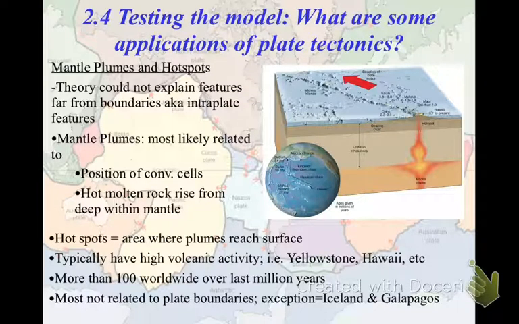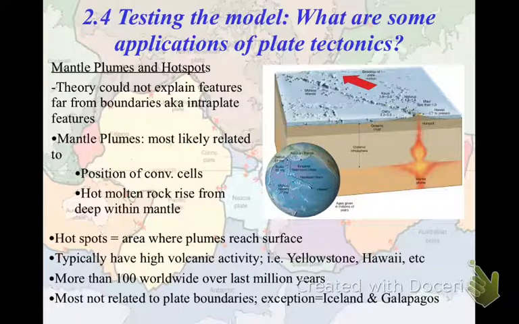What we're talking about in this last section in the book, which I'm sure you all read, is that we now have this model of plate tectonics, and based on this model, if it's correct, it should be able to explain all of the features we see on the seafloor. So we're going to talk about a mantle plume and a hotspot.